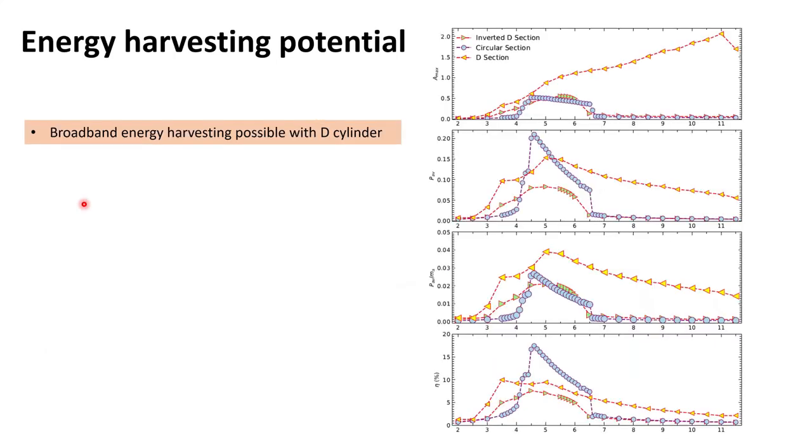Now we have also looked at the energy harvesting potential. We have plotted energy for different shapes and compared the efficiencies. What we see is that the efficiency of the D section is not very high, although the power generated is very large because its amplitude is large, as you can see here. But it is a broadband response, which means that energy can be extracted over a wide range of velocities, because it goes into galloping and is not desynchronizing. The circular cylinder shows a larger efficiency, but it desynchronizes very quickly.